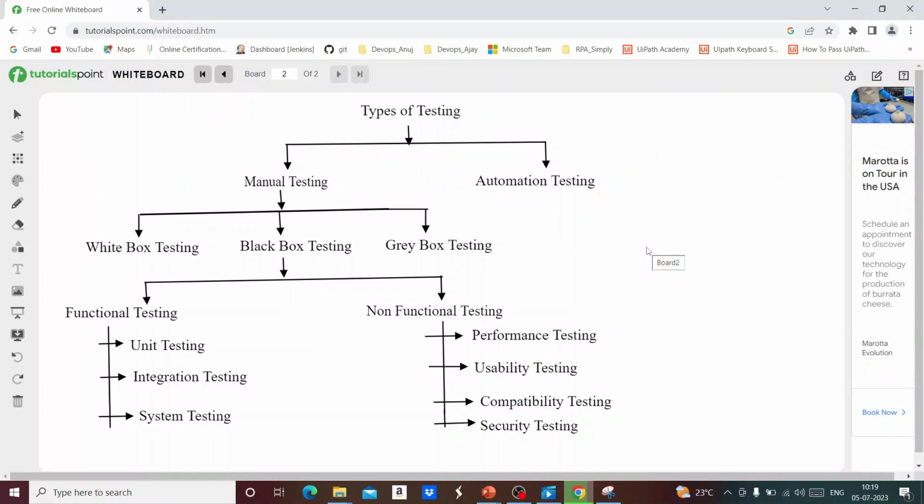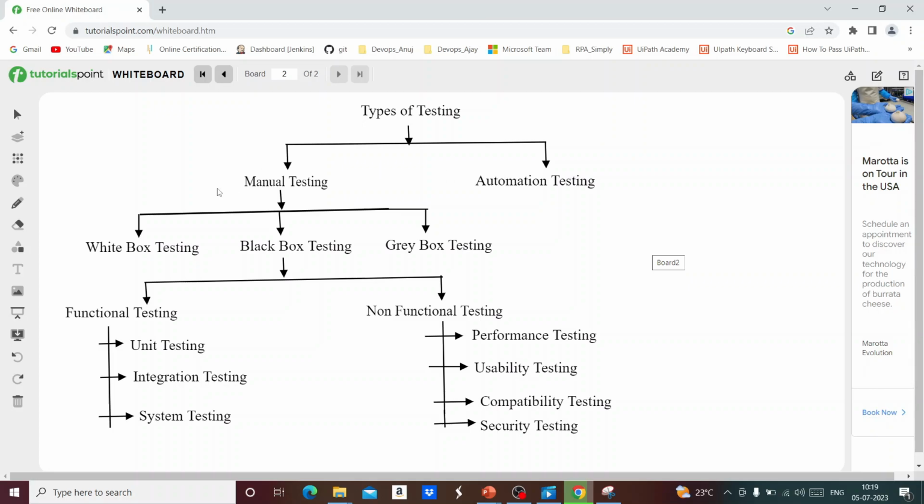Today we'll see types of testing. What are all the various types of testing there are? How are they classified or categorized? Let's see. Software testing is divided into manual testing and automation testing.